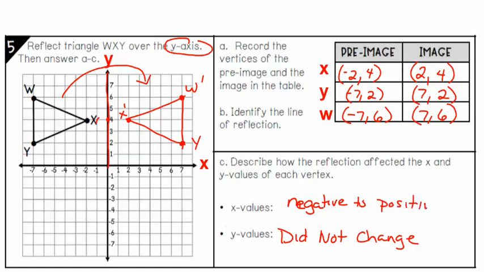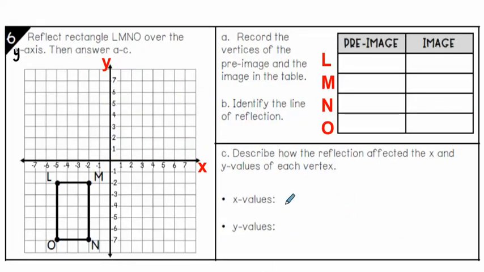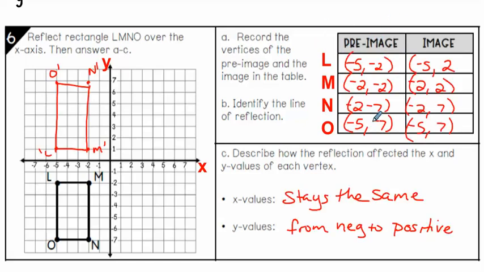Now, if you thought about it, don't you remember that quadrant 1 is always positive, positive? That's another way to think about that. All right, I want you to pause the video and do this one for me. Do it all together. Do the pre-image first, and then you're going to do the reflection. All right, check your answers. Again, your x values stayed the exact same because you were flipping over the x-axis, and your y values went from negative to positive.